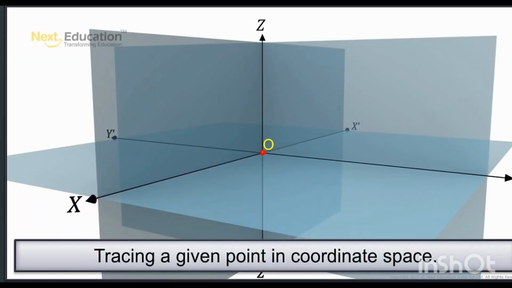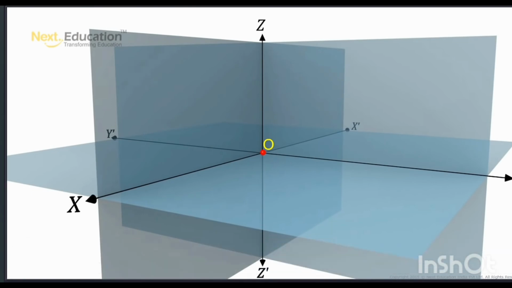If we are given the coordinates of a point, then we can trace the point as shown. First, we will identify a point, say R, on the x-axis, which is at a distance x from the origin. Next, we draw a perpendicular of length y from point R and parallel to the y-axis on the xy plane to a point, say Q. Lastly, we draw a perpendicular of length z from point Q perpendicular to the xy plane.